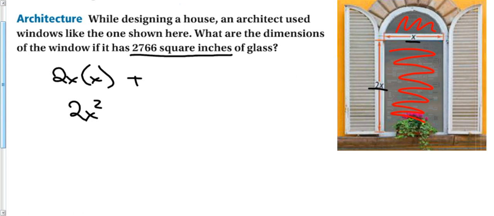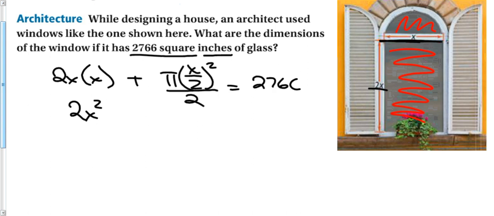Remembering, of course, that the area for a circle is pi r squared. Now my radius, if I look here, the diameter is x, so my radius is going to be x over 2 squared. But I don't want the area of a whole circle. I only want the area of half a circle. And then when I add those two pieces together, I'm going to get 2766.